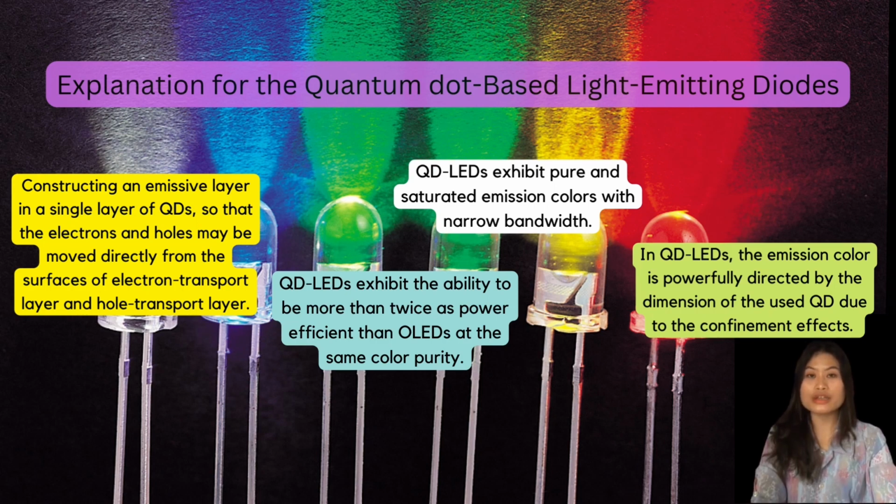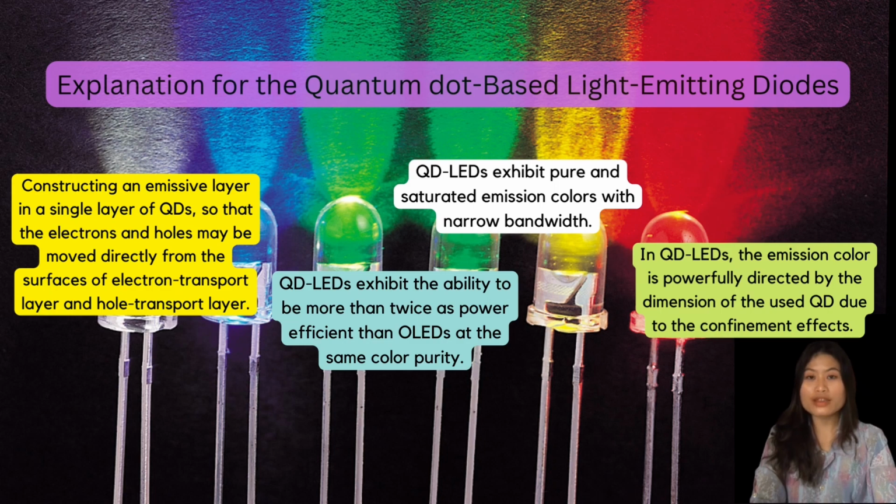QD LEDs not only reduce the consumption of energy but also show high color purity. Studies report that QD LEDs exhibit the ability to be more than twice as power efficient as organic light emitting diodes at the same color purity. QD LEDs have the advantage of foldability and wide application for next generation electronic displays and optical communication technology. QD LEDs exhibit pure and saturated emission colors with narrow bandwidth.